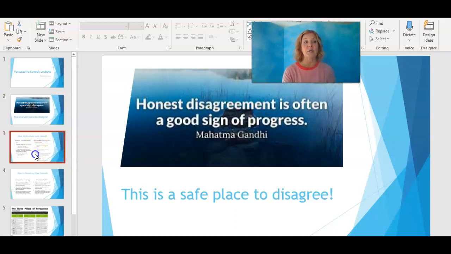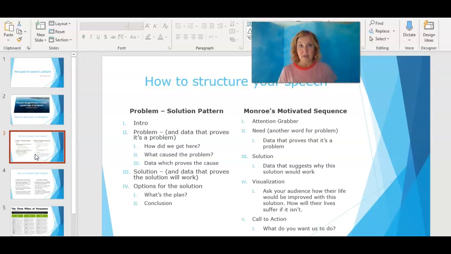So let's get started. The first two patterns I want to talk about are the two that are used the most often. One of them is called problem solution pattern, and the other one is called Monroe's motivated sequence. Problem solution pattern is very straightforward. You have an introduction, you establish a problem with data proving that it's a problem. You talk about how we got here, how we got to this problem, and the data that demonstrates that, and then you offer a solution and the data that proves why this solution is the best one. And that's it. And then you have a conclusion.